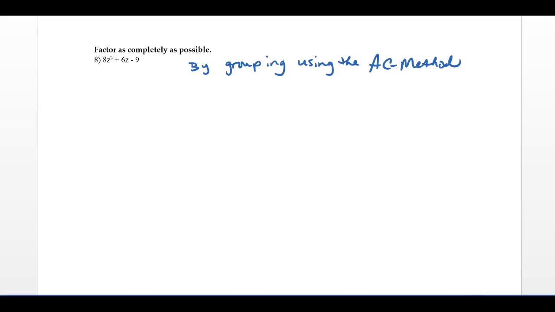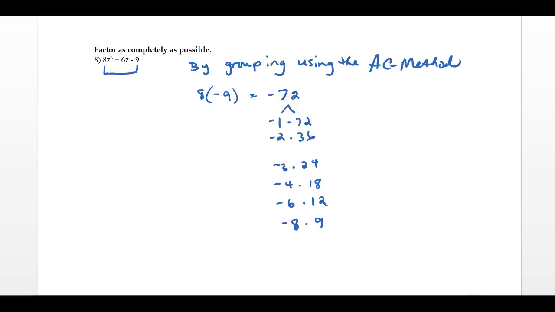So we're going to factor by grouping using the AC method. First, we'll start with multiplying a times c, which is 8 times negative 9. Negative 72 gives us a list of several factorization possibilities. So let's list those first. So I've listed all of the factorizations of negative 72.